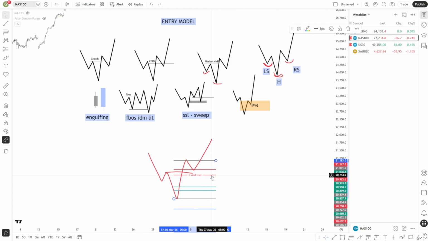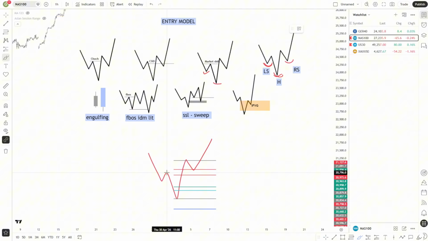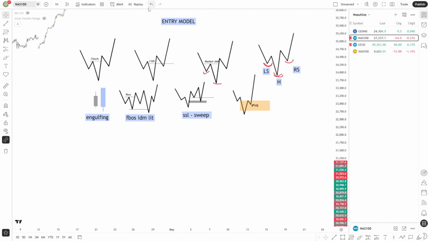As you can see, these are my levels. This one and this one are the best for continuations. So this is the entry model I'm using: close above last high, and then based on the momentum, I'm gonna use either this level on Fibonacci or the last high. Super simple. And now let's go over some backtesting session as always.